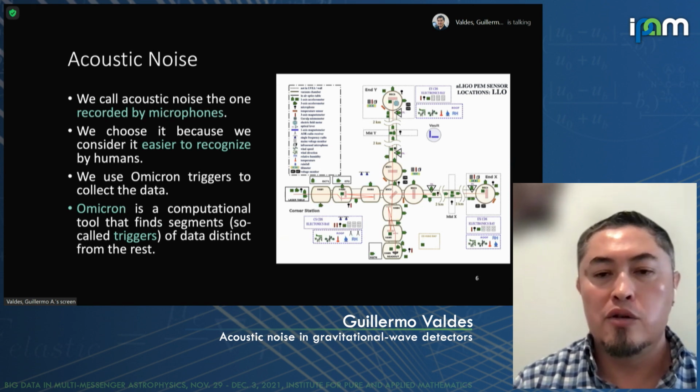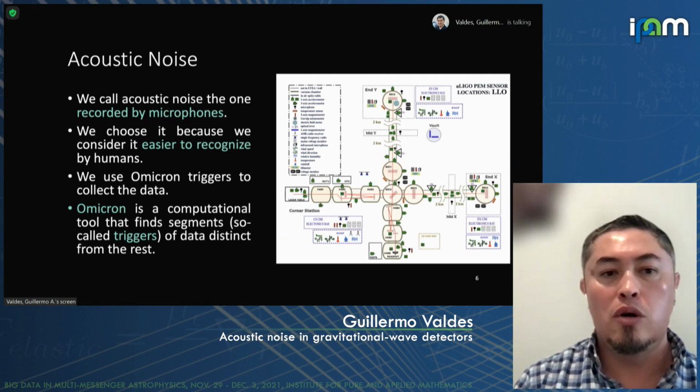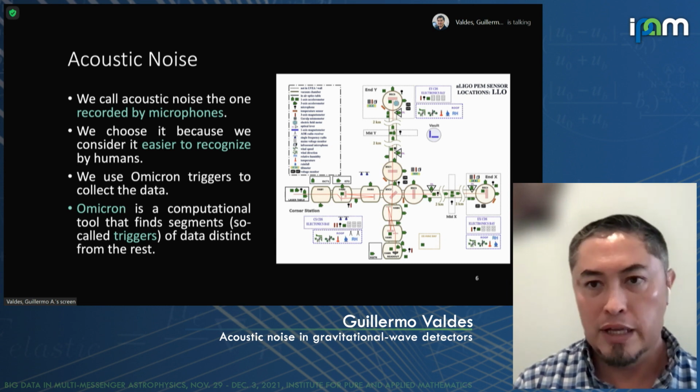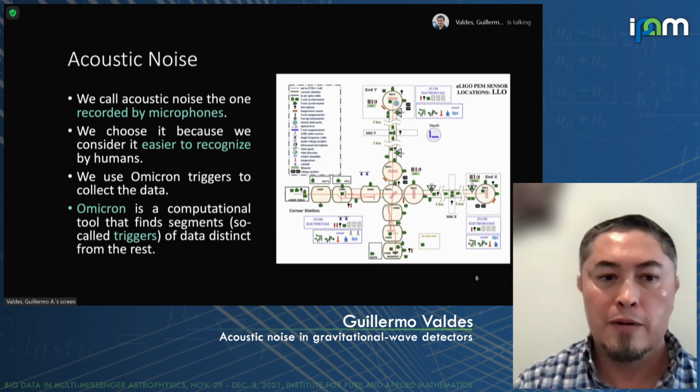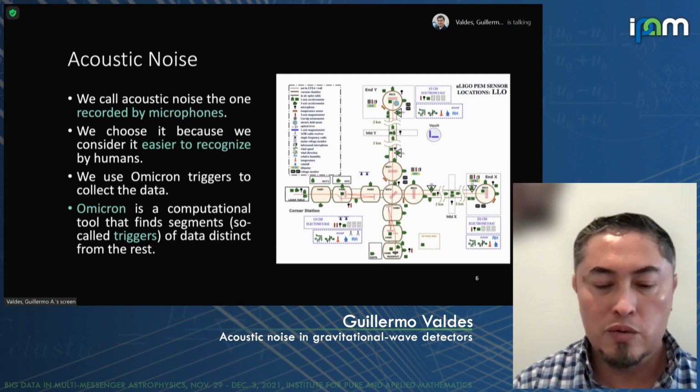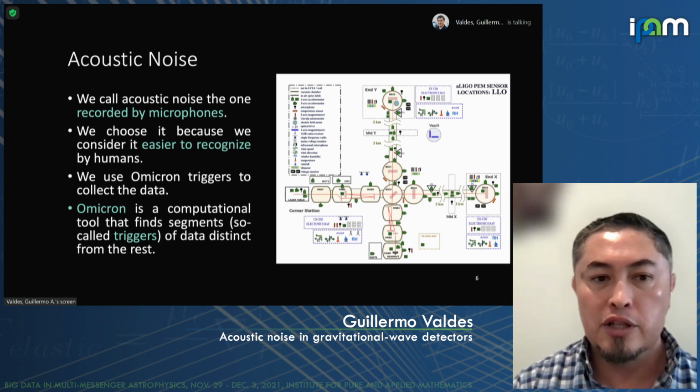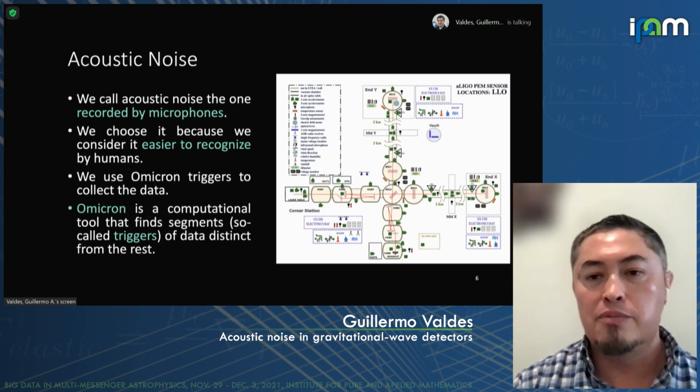What is acoustic noise? We call acoustic noise all the noise recorded by the microphones. That's what we are calling acoustic noise right now. Why did we choose this noise? It's because it's easier for humans to recognize.